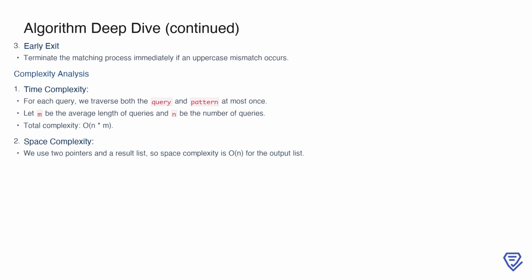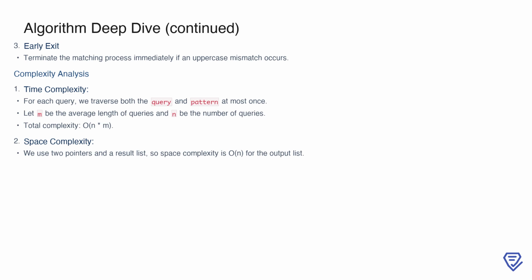Efficiency is a major strength of this algorithm, and we can analyze it in terms of time and space complexity. For time complexity, each query is processed in linear time relative to its length. If the average length of the queries is m and there are n queries, the total time complexity is O(n*m). This is because each query is traversed at most once thanks to the two-pointer approach.